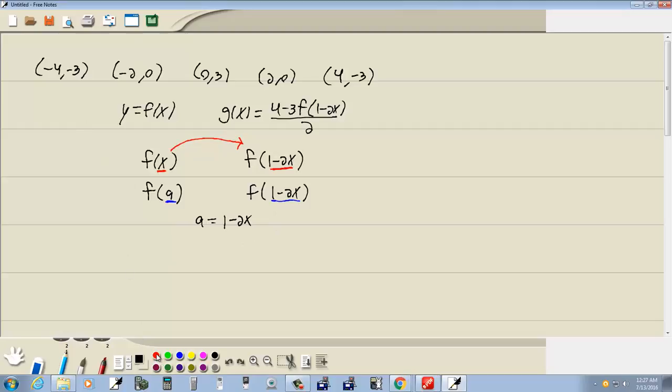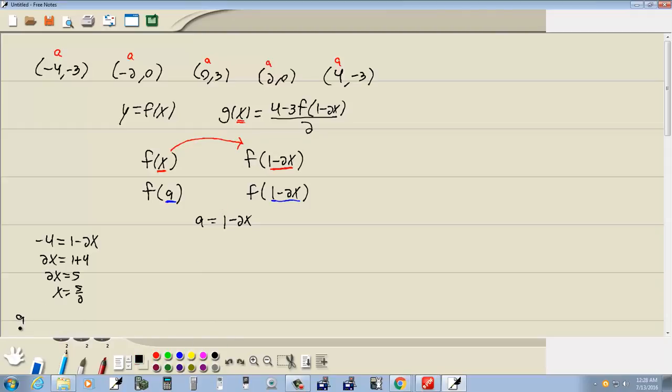And so we go up to each one of our points up here, and the a is the first part of our point, the x part. For our first point, we'll set -4 equal to 1 minus 2x, and then solve for x. So take -2x to that side, -4 over here. We get 2x is equal to 5, or x is equal to 5/2. Now this is the x that's referred to over in this function.